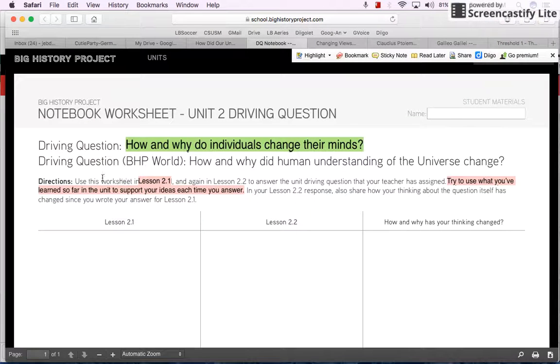Basically, you're just going to answer this question: How and why do individuals change their mind? To the best of your ability, based on your understanding of the answer to that question today. A nice, thorough answer is what I would like to see there. You don't have to worry about the rest yet. When you get to lesson 2.2, you'll have another opportunity to answer this question, and that's where you'll also identify how your thinking has changed. But for this lesson, 2.1, you're just answering the question, how and why do individuals change their mind?